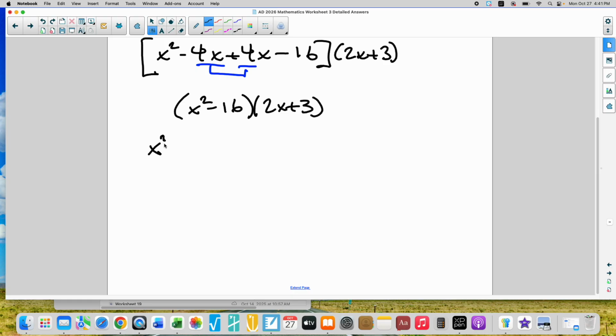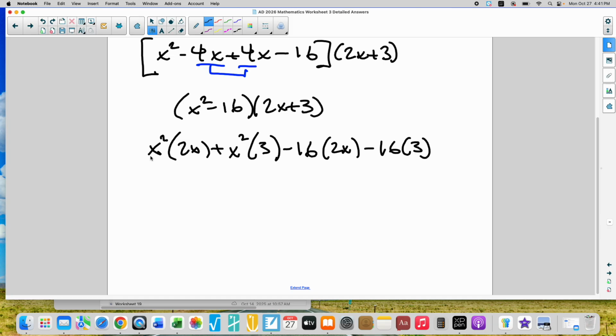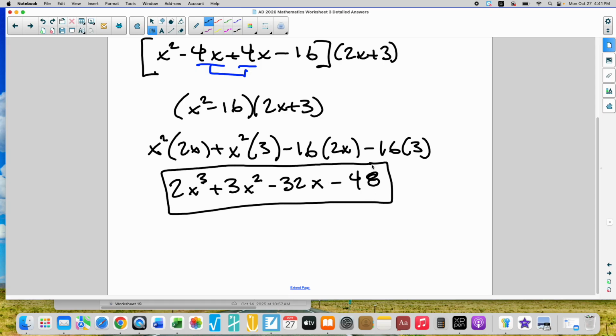So we're going to do x squared times 2x plus x squared times 3 minus 16 times 2x minus 16 times 3. X squared times 2x is 2x cubed. X squared times 3 is 3x squared. This gives us negative 32x. And this is going to give us negative 48. No like terms. It's in standard form. X to the third, x to the second, x to the first, no constant, or technically x to the 0.